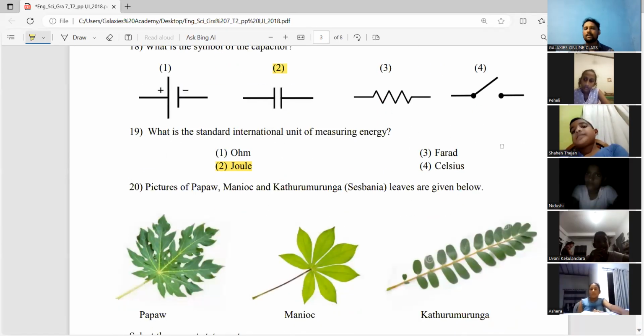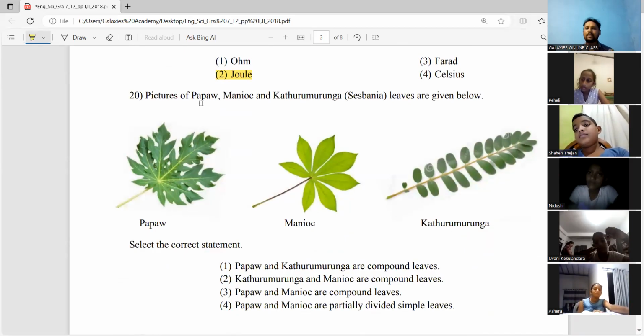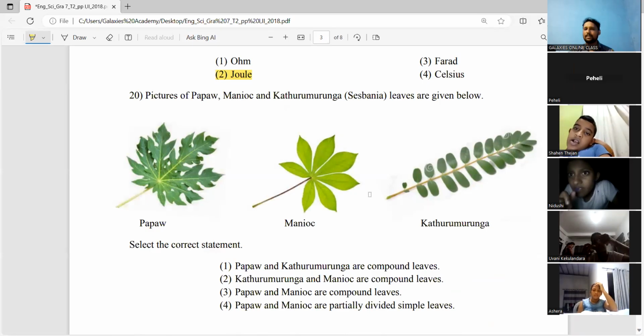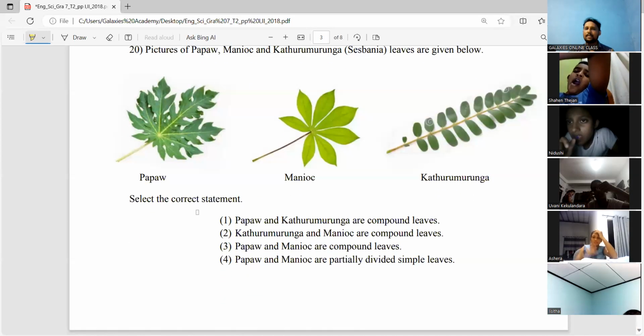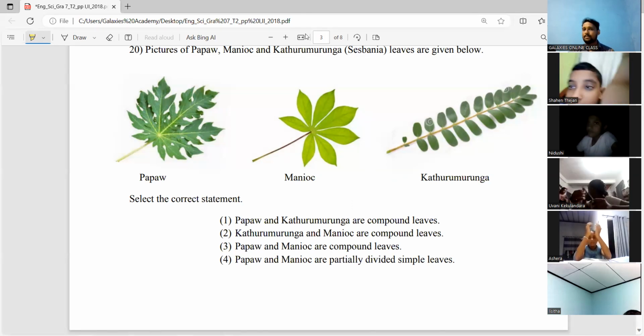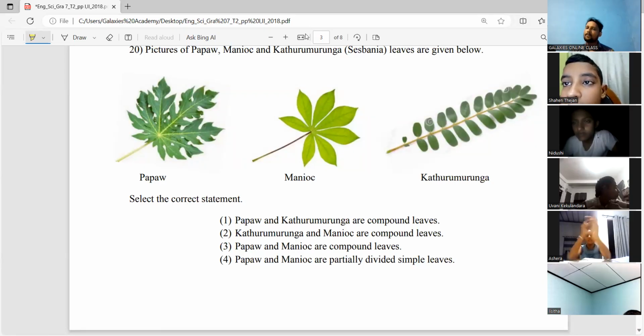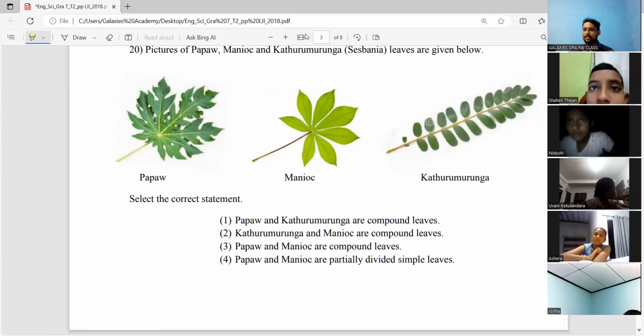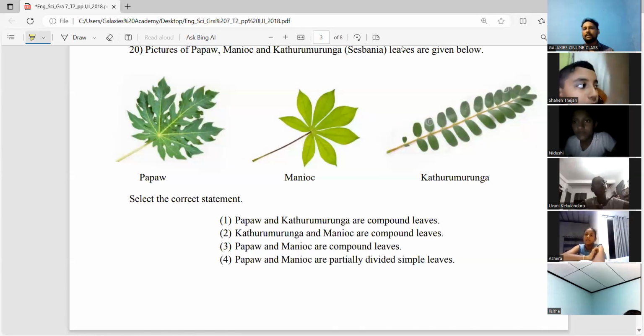Right. Number 20, pictures of Papu, Manioc and Kakuru Murunga leaves are given below. There are 3 diagrams given. Select the correct statement. Can you tell me there are 2 types of leaves, no? Compound leaves and simple leaves. Can you tell me this one, which type? Compound or simple leaves?